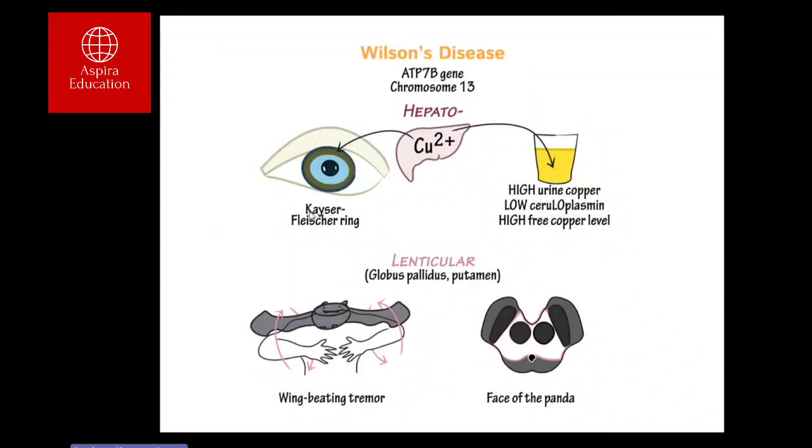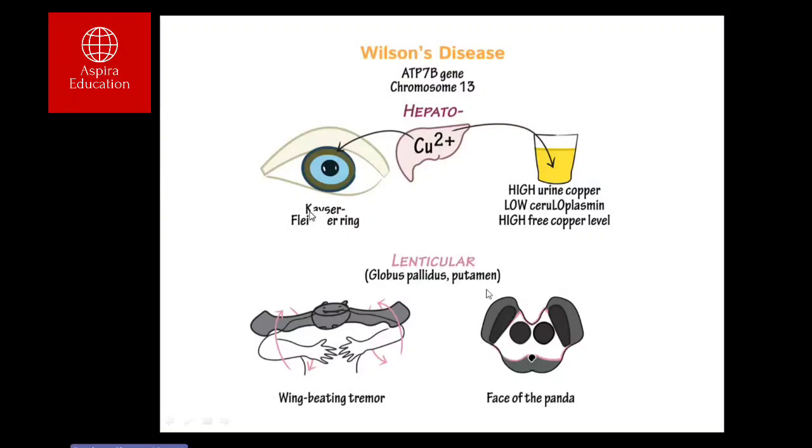So this is a slide which summarizes Wilson's disease. The defect is in chromosome 13, the ATP7B gene. You need not remember these names for the MRCP exam, but do remember the manifestations. So copper level is much higher, which will lead to KF rings. You have very high urinary copper level, so the 24-hour copper level will be a clue. Ceruloplasmin level will be low. The free copper level in the blood will be high.